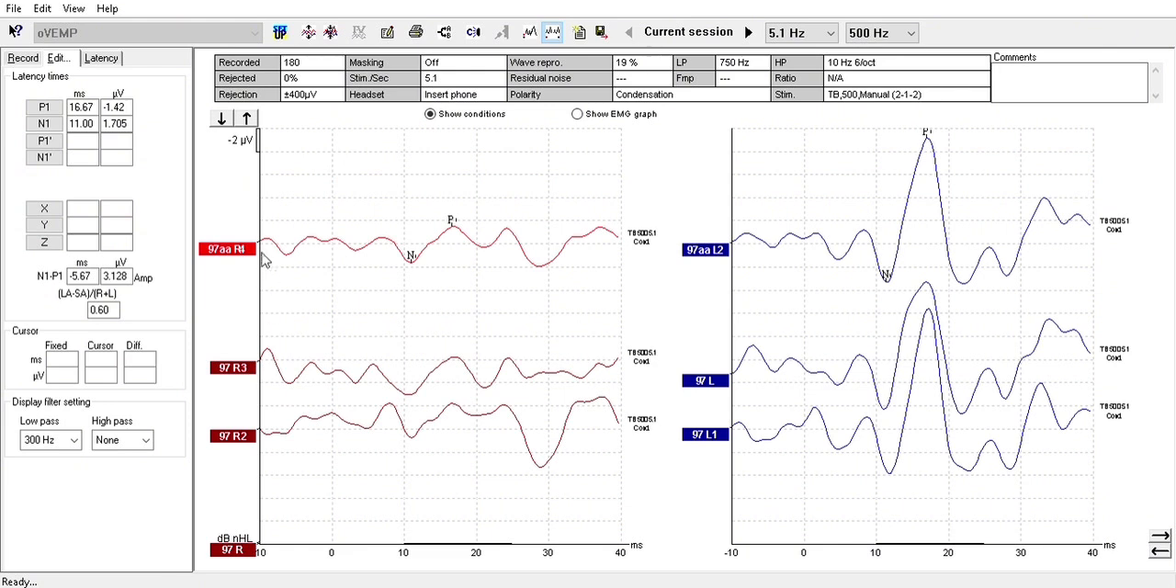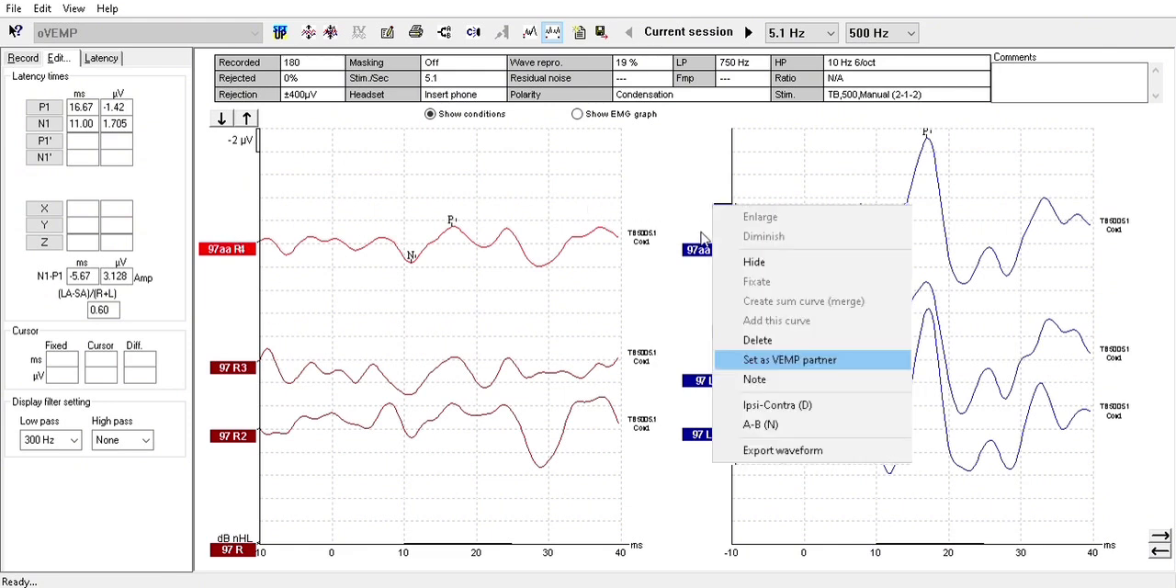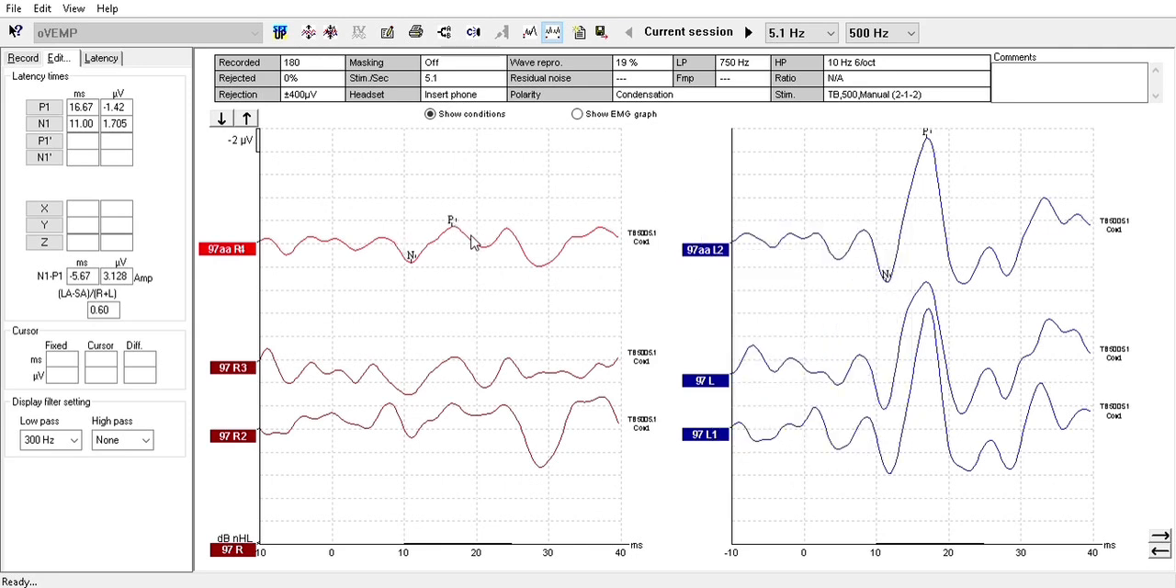And so again, to do that, you would double click on one, right click on the other, and you would set your VEMP partner in order to do this. And so this is really the big thing you're going to do for both oVEMP and cVEMP, but in this case for our oVEMP responses.